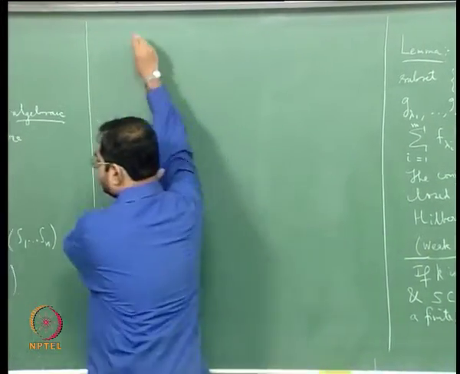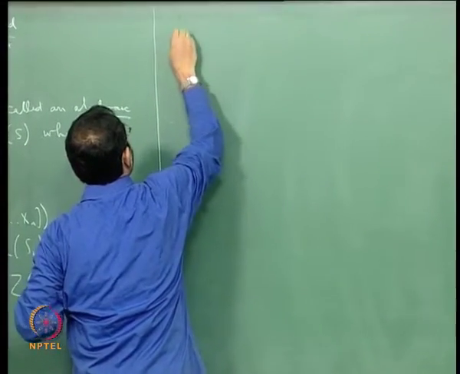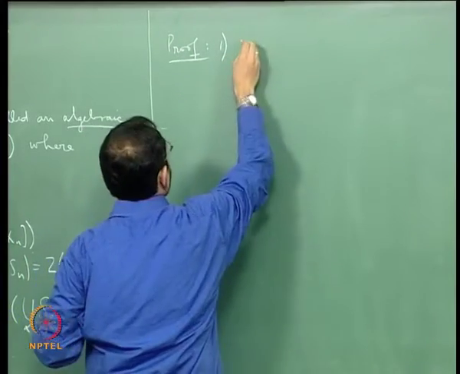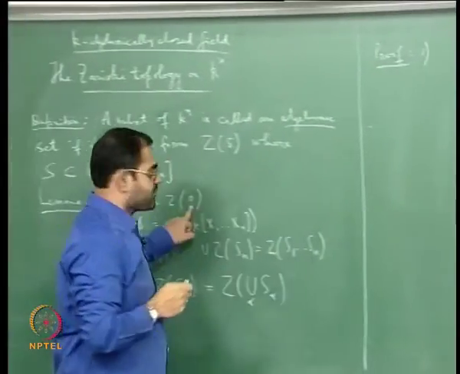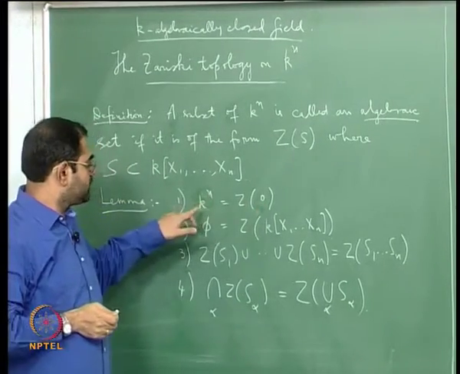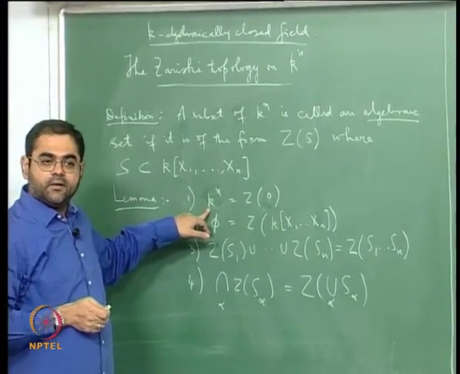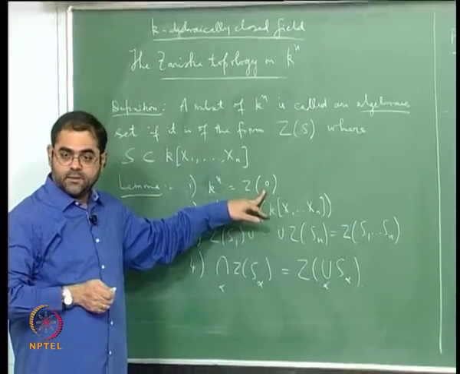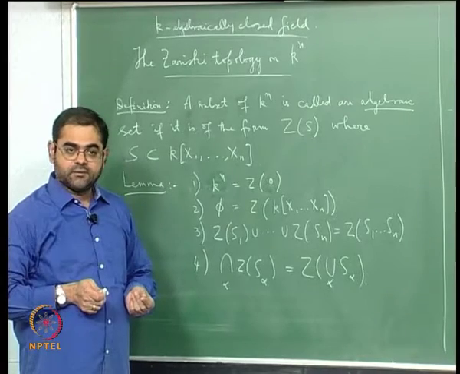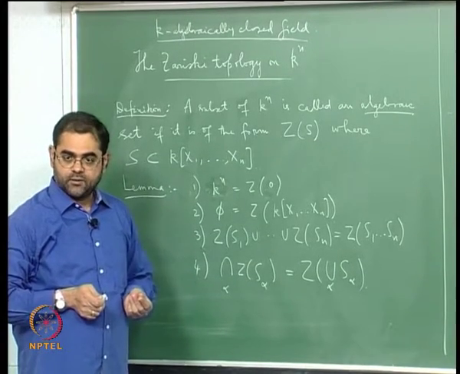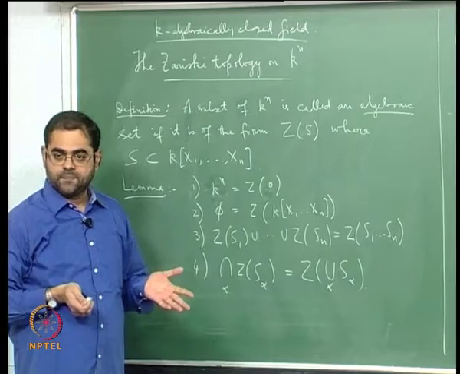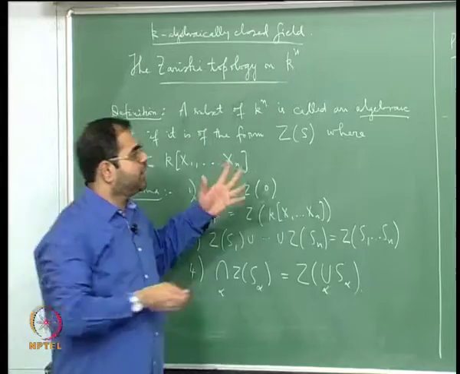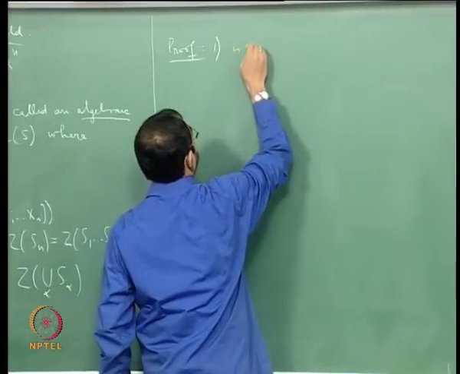So the proof: the first one is, well, what is Z of 0? It is all those points in K^n which give 0 when you substitute them in the polynomial 0. But the polynomial 0 is a constant polynomial 0, it always has the value 0 no matter what you substitute in the polynomial. Therefore every point in K^n satisfies this. Okay, so 1 is obvious.